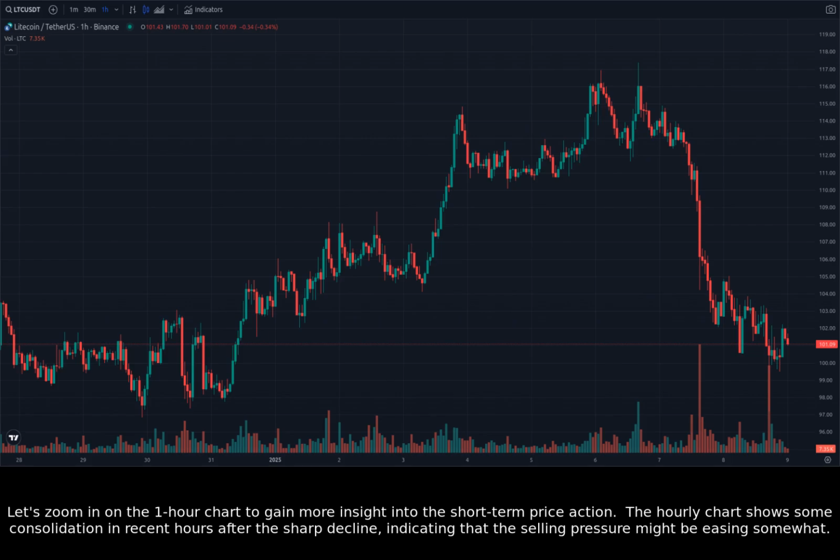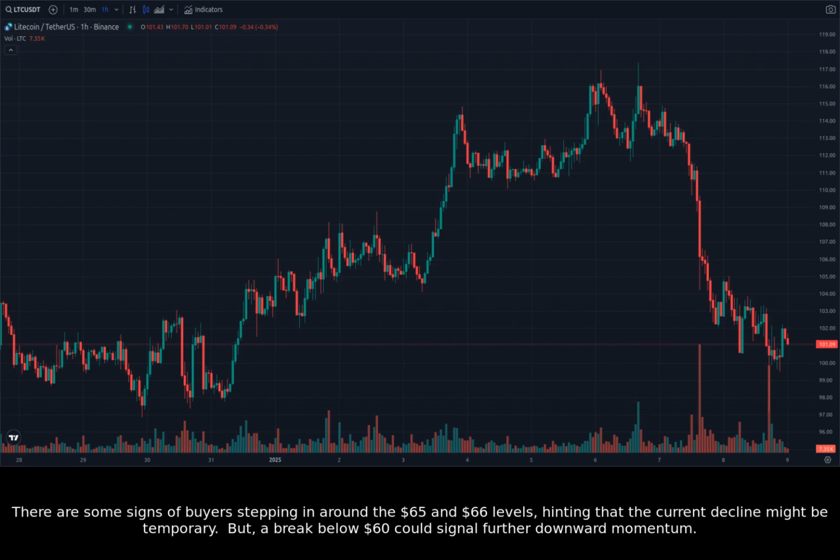The hourly chart shows some consolidation in recent hours after the sharp decline, indicating that the selling pressure might be easing somewhat. There are some signs of buyers stepping in around the $65 and $66 levels, hinting that the current decline might be temporary. But a break below $60 could signal further downward momentum.